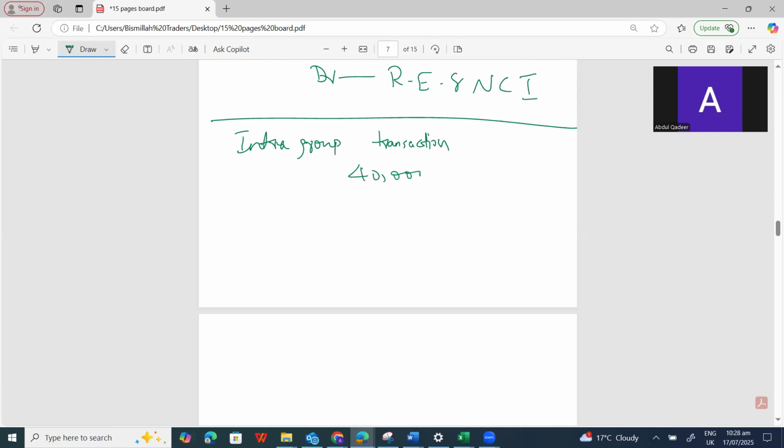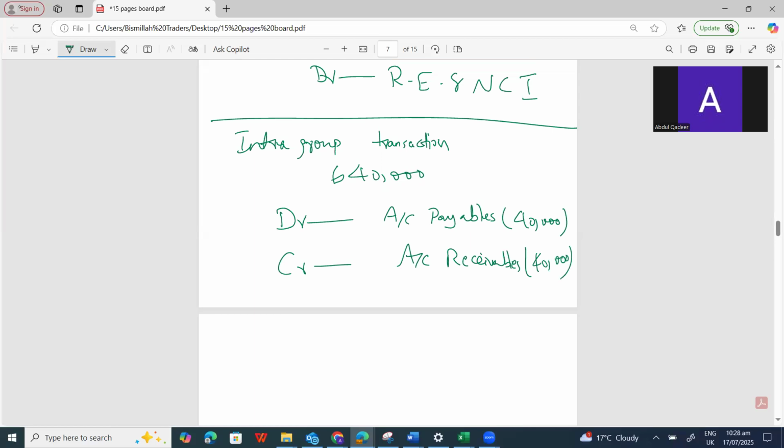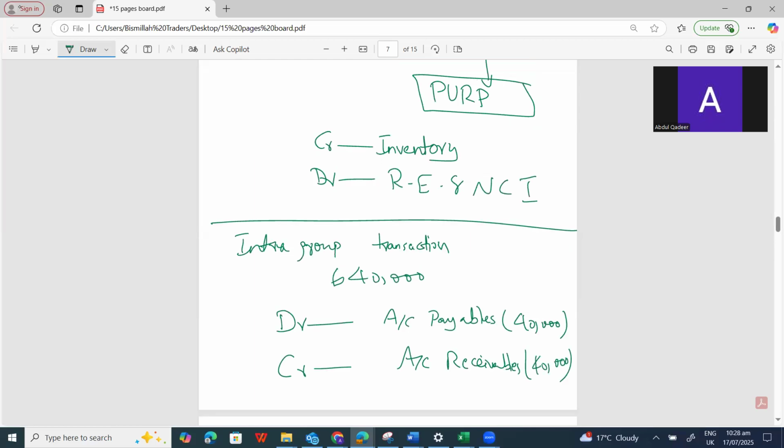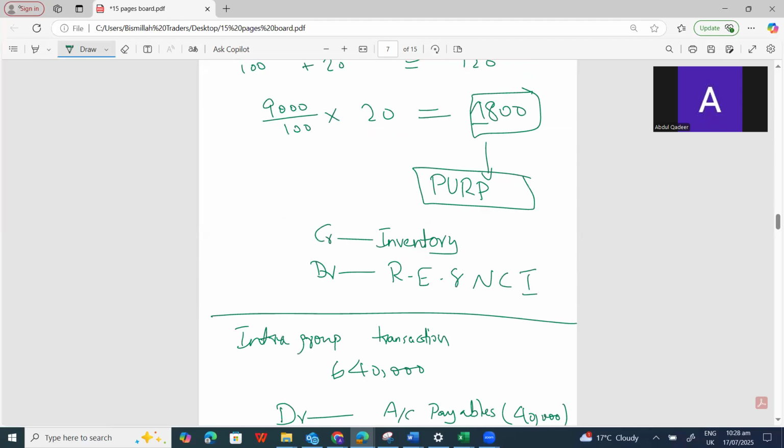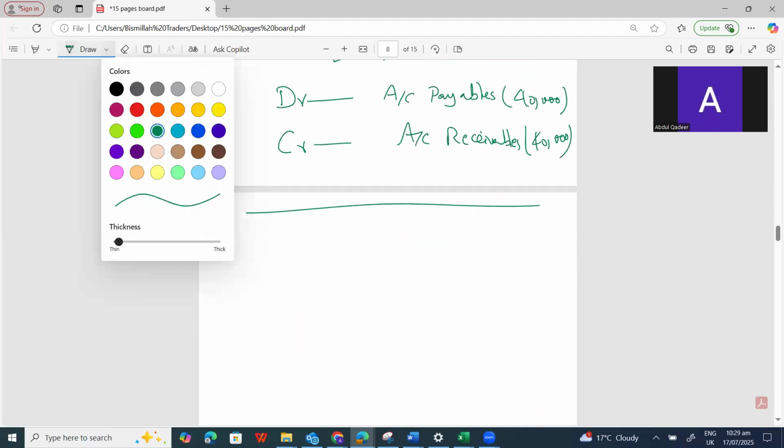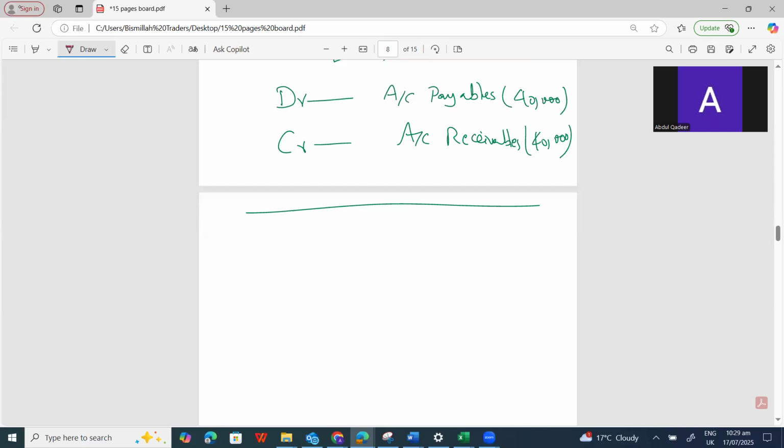40,000. We will reduce it by debit accounts payable by 40,000, and similarly credit accounts receivable by 40,000. Now the last step will be going to our working 9. Working 9.